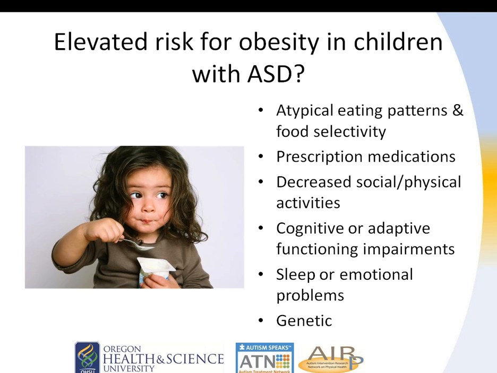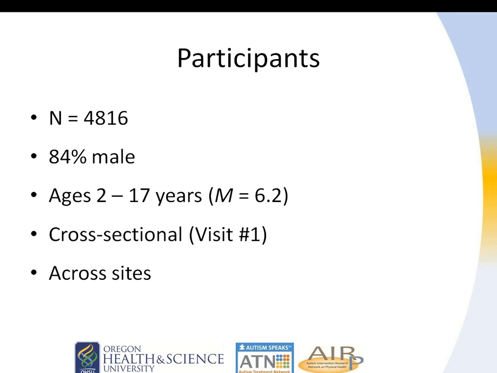However, the question of whether obesity prevalence is actually higher in kids with autism has really not yet been answered by previous research. Many of the previous studies that have looked at this question have been limited by having very small sample sizes or have relied on parent-reported autism diagnosis or parent-reported height or weight data, which can limit the strength of their conclusions.